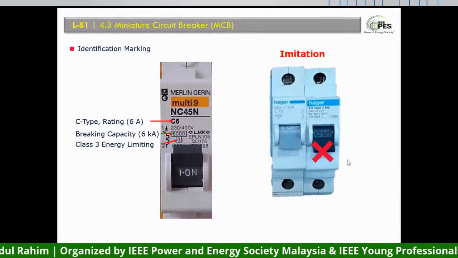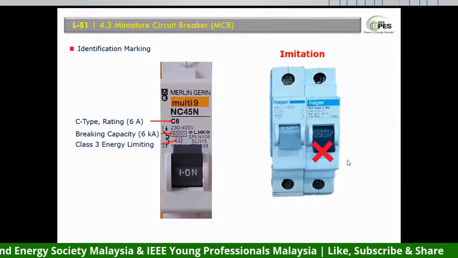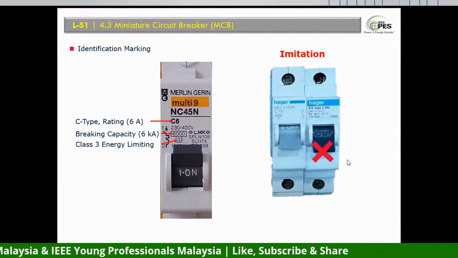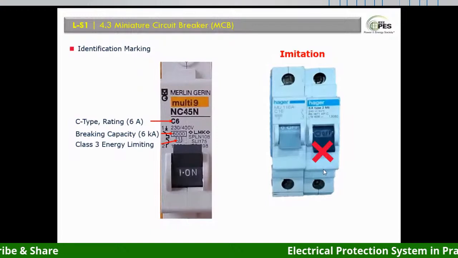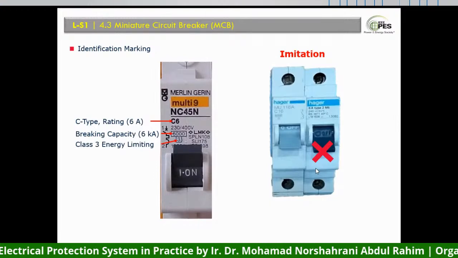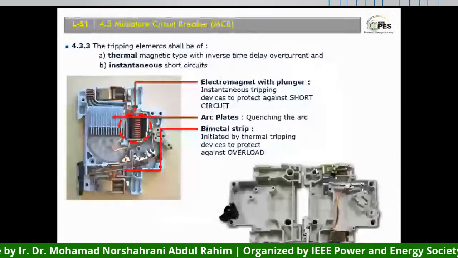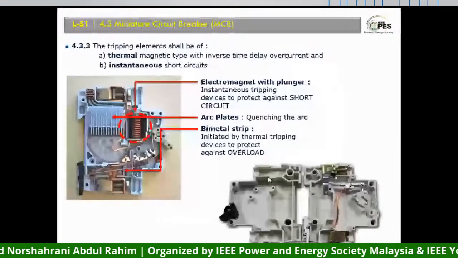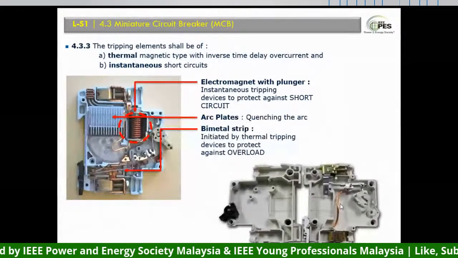For example, in our house, the electrical contractor offers two materials. He asks whether you want the budget one or the good quality one. In our house, sometimes we also say okay, buy the economy one, the cheaper budget one. But when we go through the internal of the MCB, for example, this is an example of an imitation one. So we can see the components here.